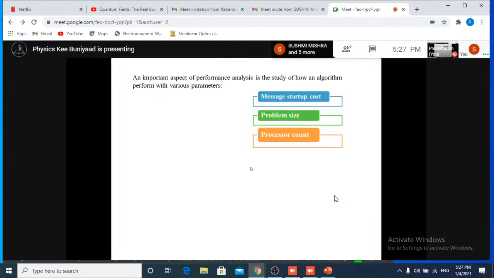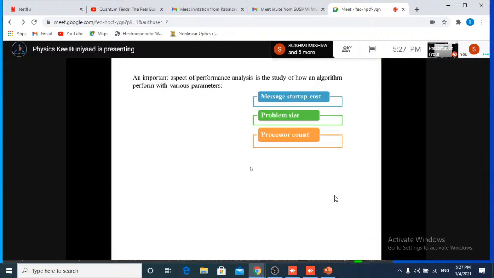So to check the performance, two terms are mostly used. One is speedup and the second one is efficiency. These two terms are mostly used to determine the performance. One is speedup, second one is efficiency.